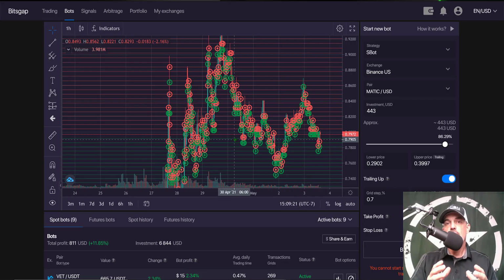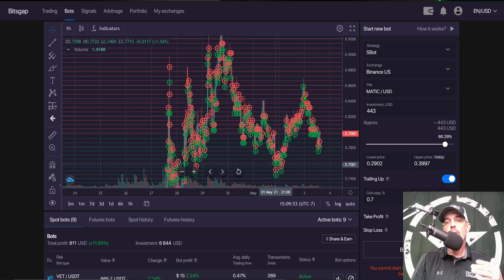Now, if you're new to grid trading, the way it basically works is when you deploy a bot, it will set up a grid of limit buy and sell orders. The red lines of the grid are your limit sell orders, and the green lines are your limit buy orders. The strategy for a grid bot is when the price drops, you're buying at lower prices, and when the price pops back up, you're selling at higher prices.